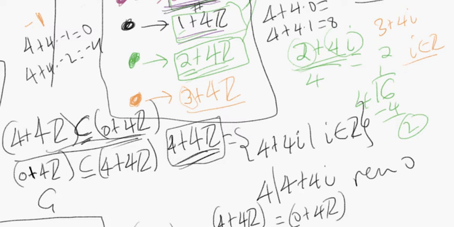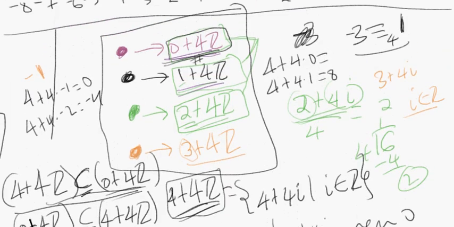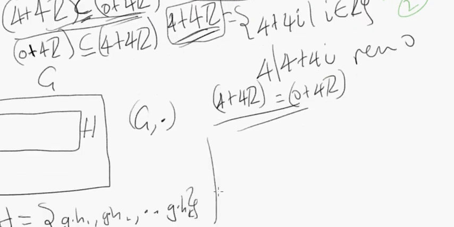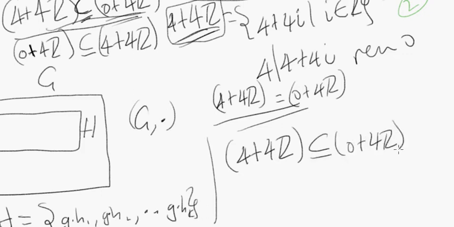Now the question becomes, just because every element of 4 plus 4z is in 0 plus 4z, doesn't necessarily mean that every element of 0 plus 4z is also in 4 plus 4z. So it's worth checking, right? This feels like a mouthful, but here's what we're saying. So far we know that the coset 4 plus 4z is a subset of the coset 0 plus 4z. We know that. That is true.